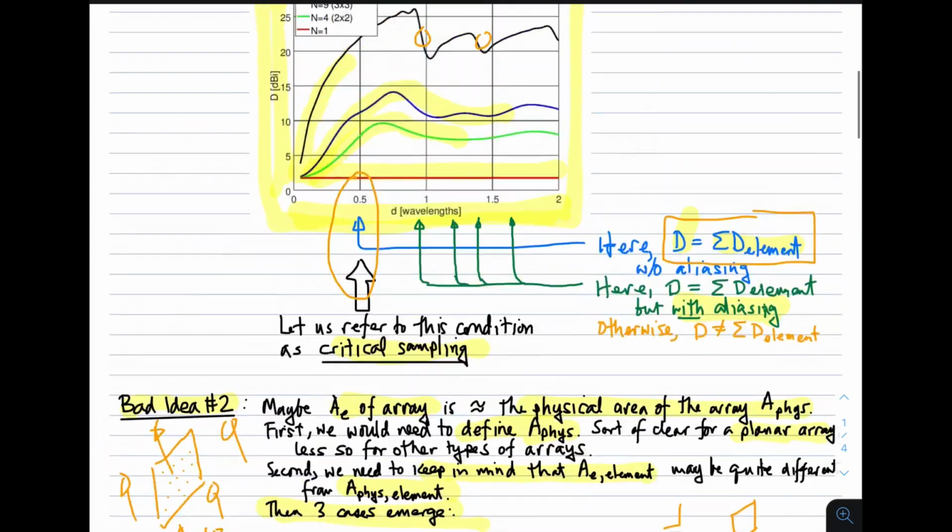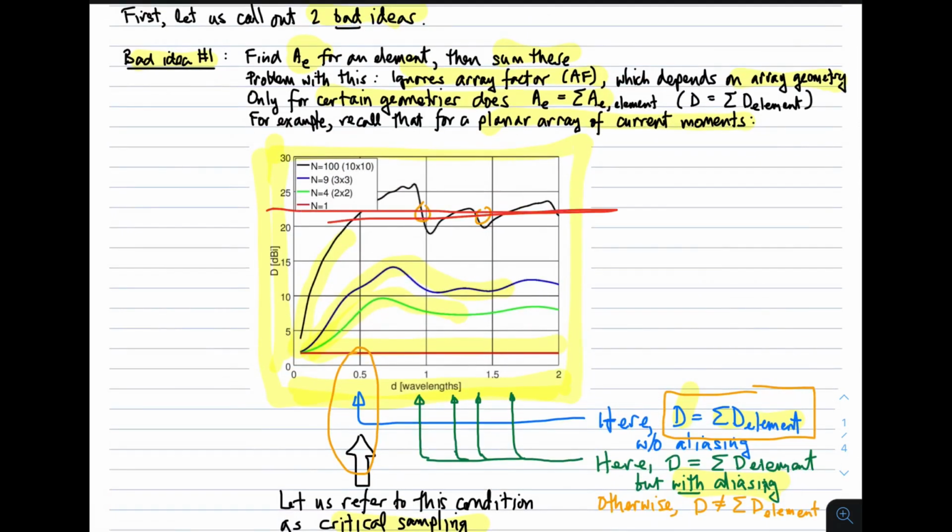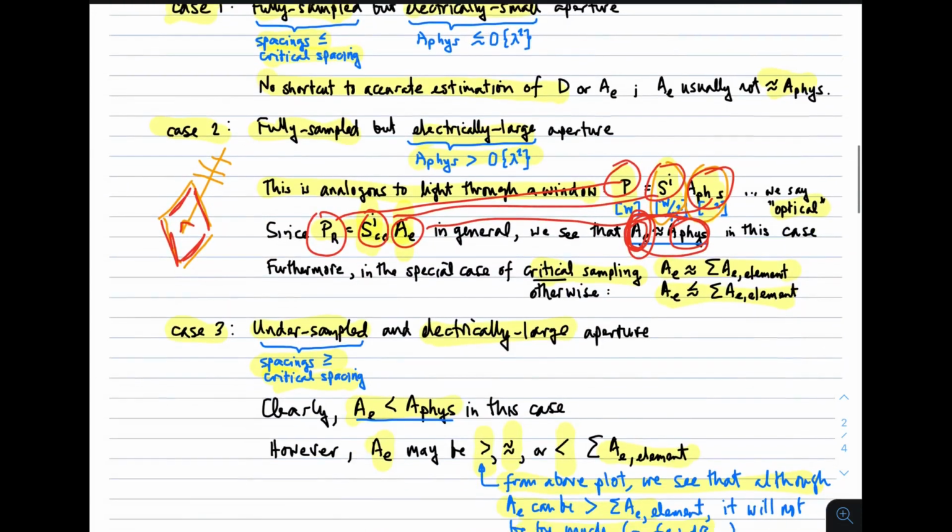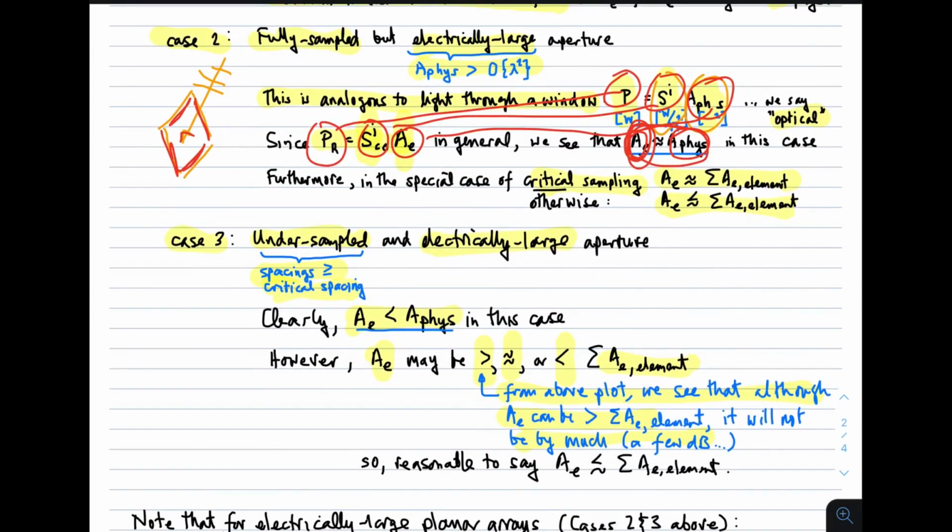right? If we go back up to this plot, we see that the value of directivity for critical sampling is here, and it's kind of hard to get dramatically above that. So in the context of what we see here, this is not going to be by much. It's far more likely that we'll see something approximately equal to or something which is less than. So in conclusion, we say in case 3, it's pretty reasonable to assume the effective aperture will be less than, or at best, approximately equal to the sum of the effective apertures of the elements.